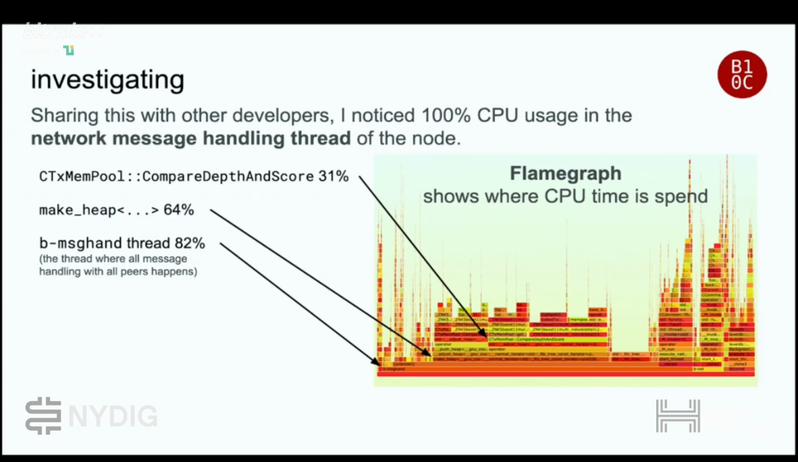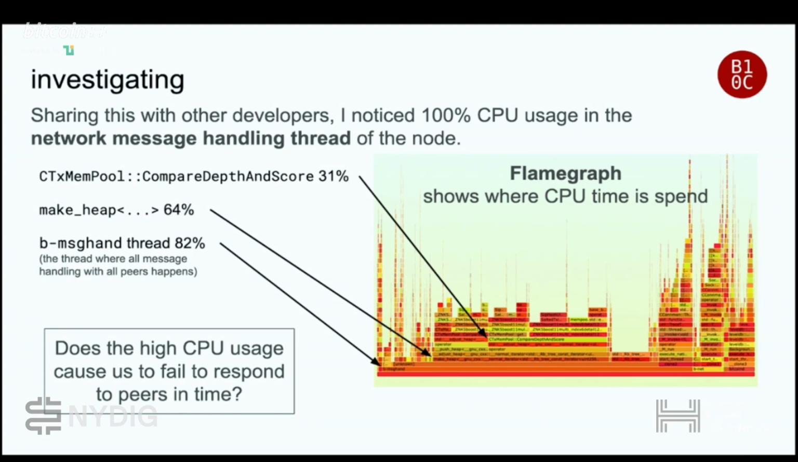But I asked the question, does the high CPU usage cause us to fail to respond to our peers in time? Because we were spending so much time in this compare depth and score function, maybe we can't respond to pings and pongs and other messages in time.